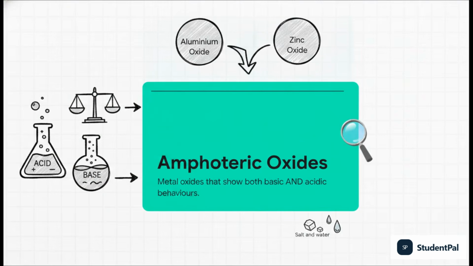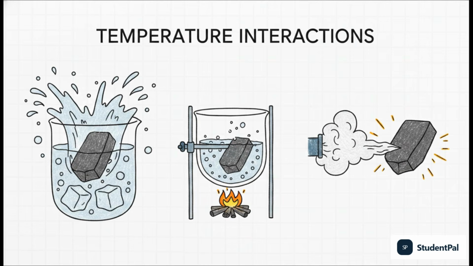Now here is a very special term you must lock into your memory. We said metal oxides are usually basic, but some, specifically aluminum oxide and zinc oxide, act like dual agents in the chemistry world. They show both acidic and basic behaviors. They can react with acids and bases to produce salt and water. We call these rule-bending oxides amphoteric oxides. Make sure you remember that one. Next, we stress test them with water.